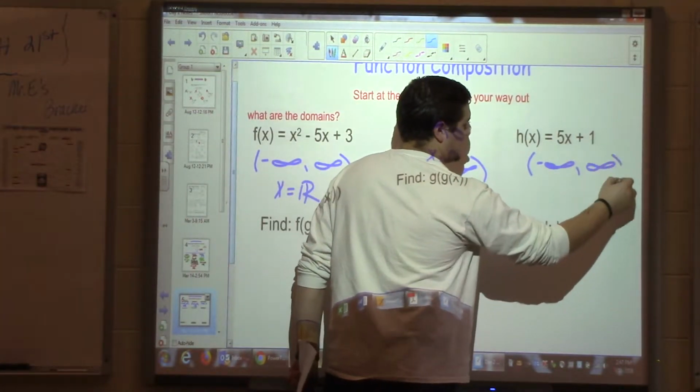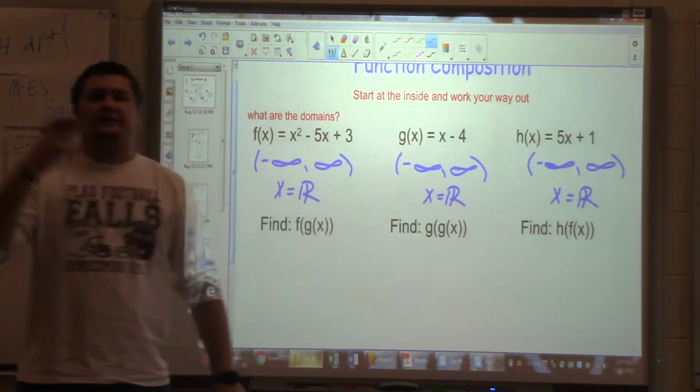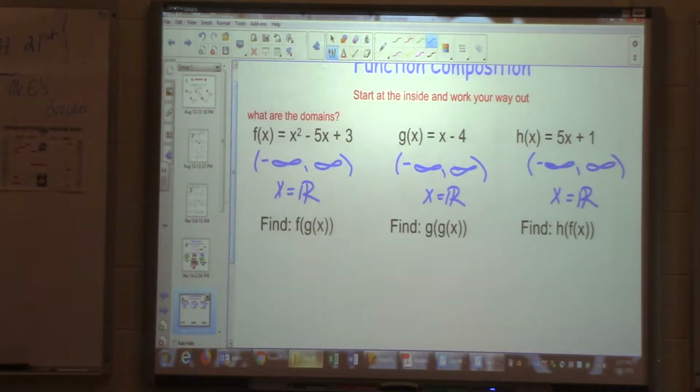Same thing with the last one, no denominators, no radicals. We go from negative infinity to positive infinity for interval notation. X is in the real number set for real number notation.